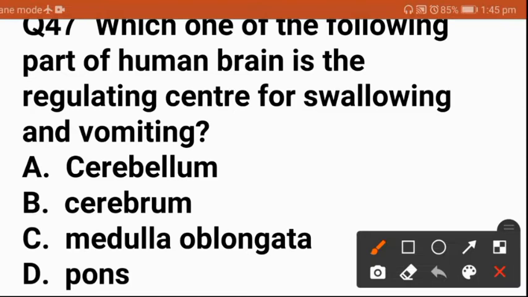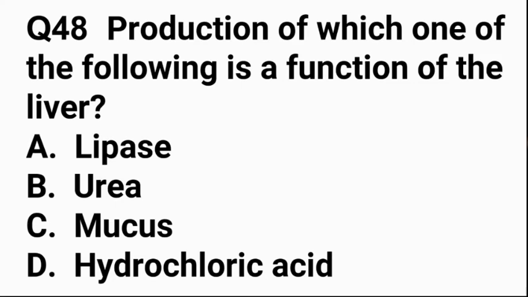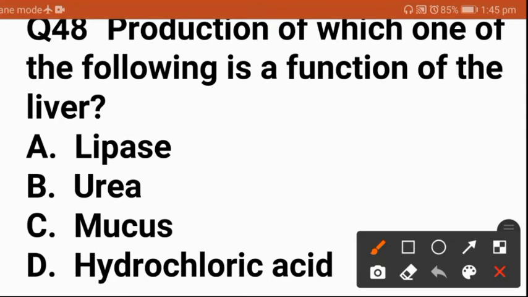Which one of the following parts of human brain is the regulating center for swallowing and vomiting? C Medulla oblongata. Production of which one of the following is a function of the liver? B Urea.